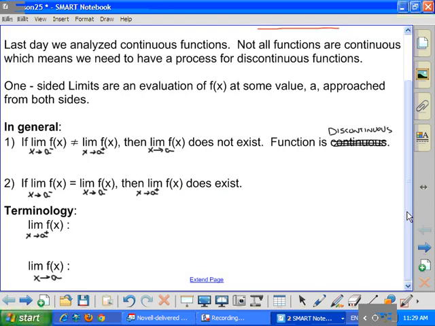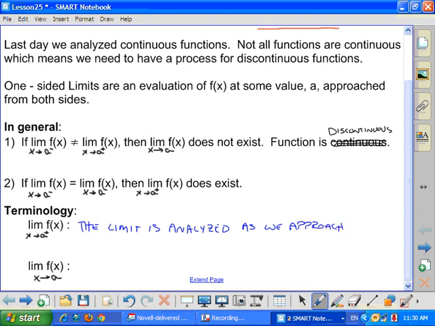So some terminology here. The limit of f of x as x approaches a from the positive side of f of x. So the limit is analyzed as we approach the x value from the left side. Okay, left side, which would be the negative side.